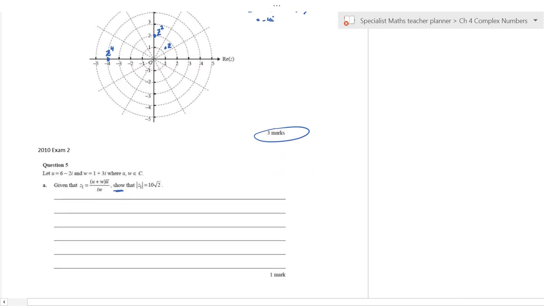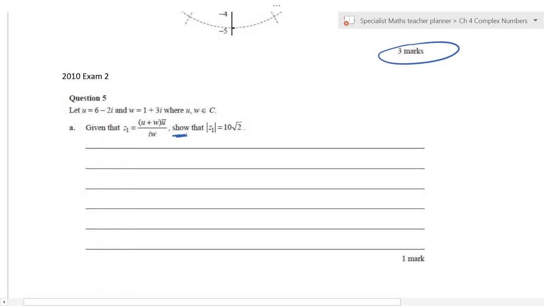Okay, with this question, we've been given Z1. We need to show that the magnitude of Z1 is equal to 10 root 2. Just be careful, because in exam 2, sometimes these show that questions will take you longer. But let's see if we can do it. So let's do U plus W, and that's equal to 7 plus i. And then let's do U bar. U bar is equal to 6 plus 2i.